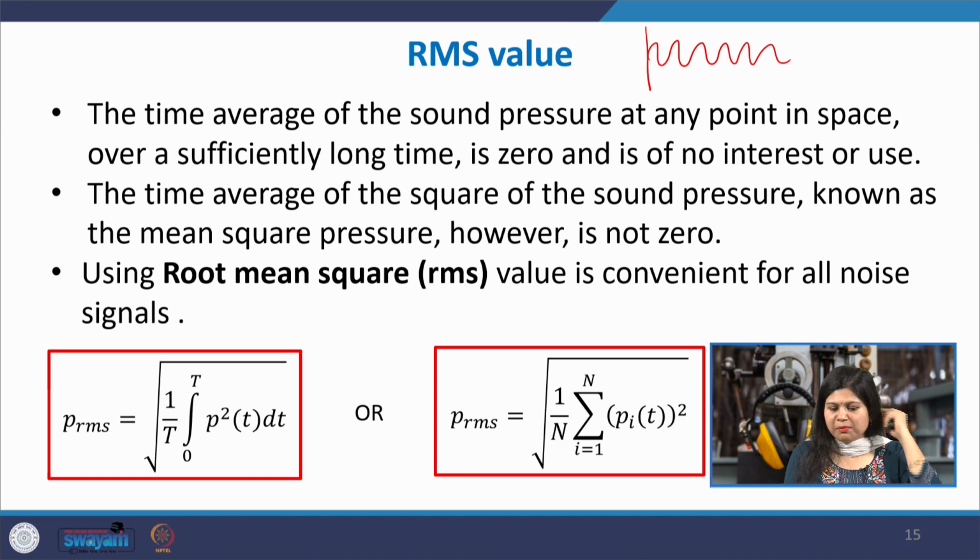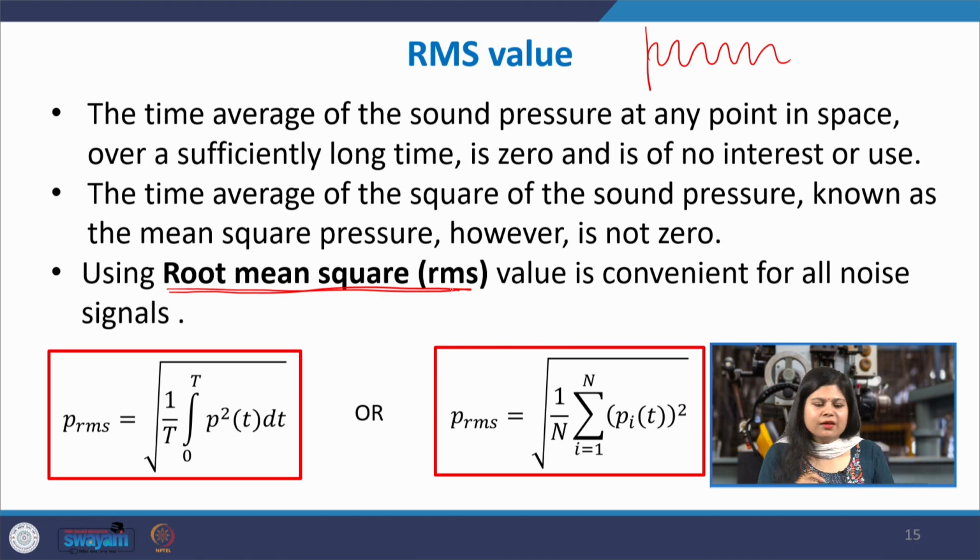So, we actually measure it using root mean square to find out what the level is. So, root mean square, how do you do it? Just the same way as you use root mean square in statistics.